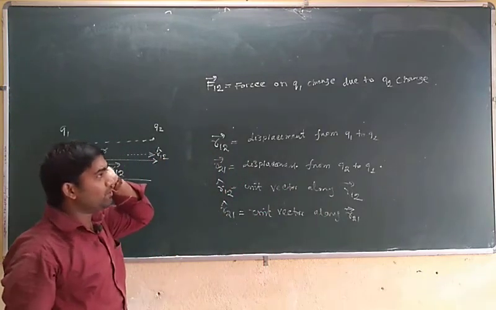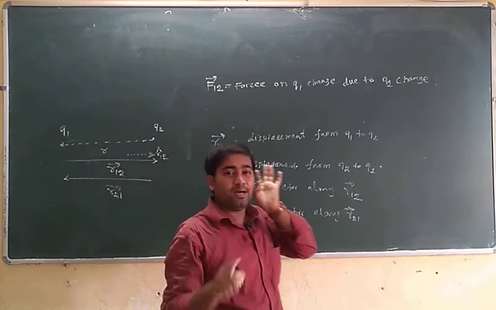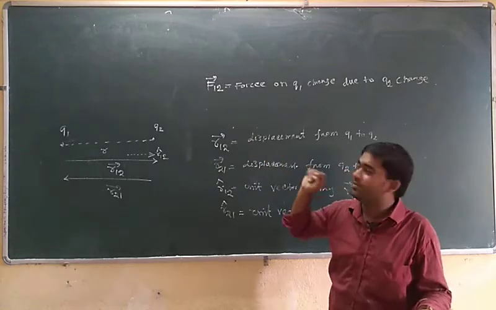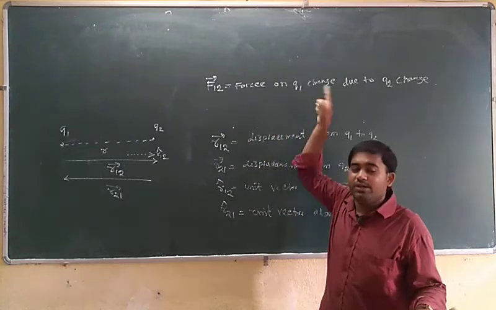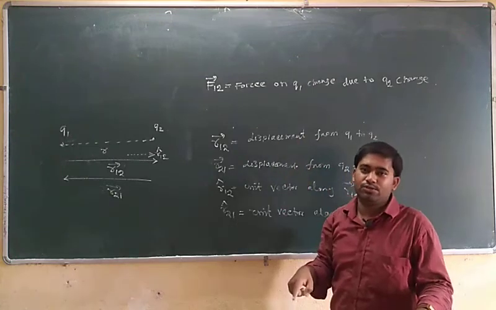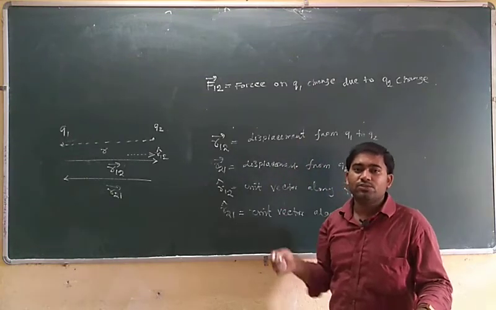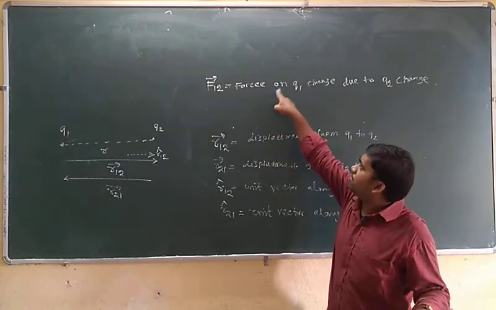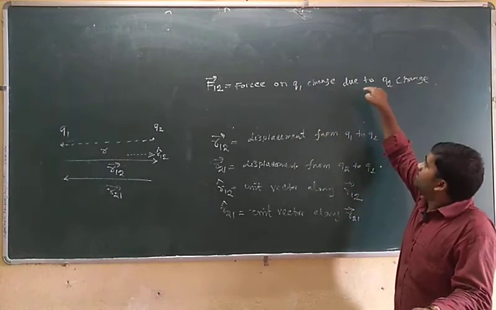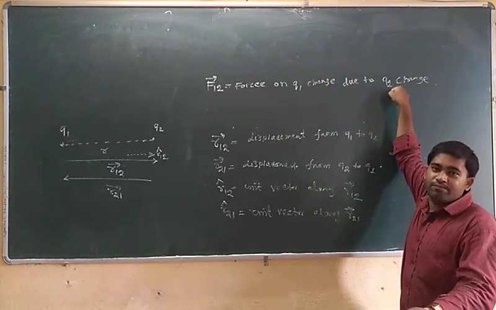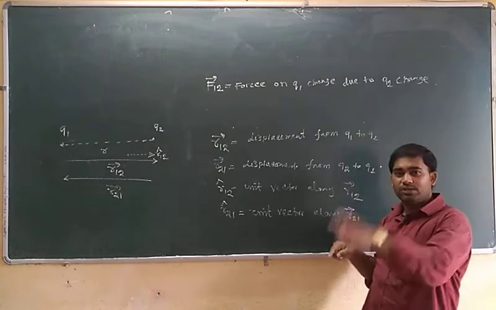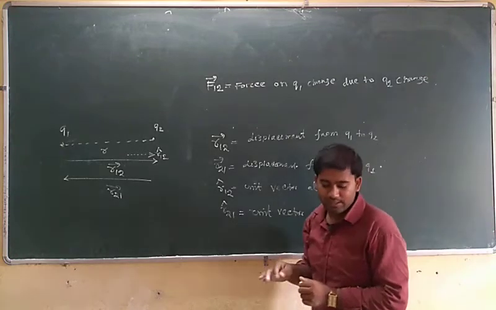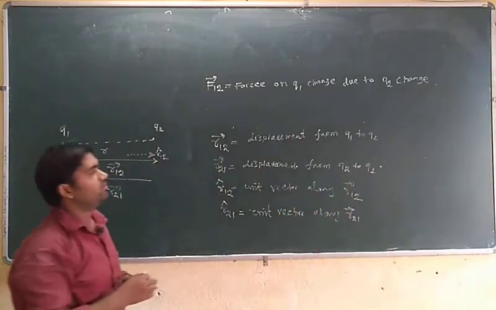So the force acts on Q1, and it comes from Q2. So F12 vector means force on Q1. The first index means the charge on which the force acts, and the second index means the charge which causes the effect. So F12 vector means force on Q1 due to the charge Q2, and the action is taken on Q1 by Q2. The first index is Q1 and the second index is Q2.